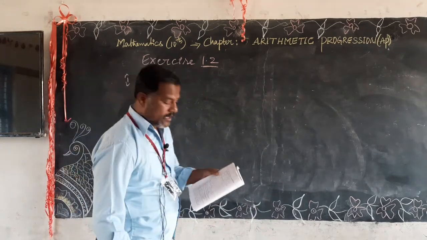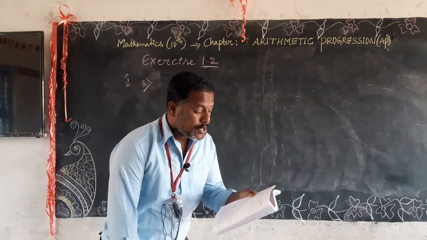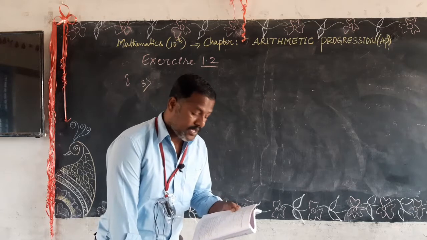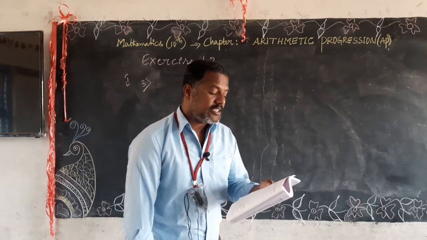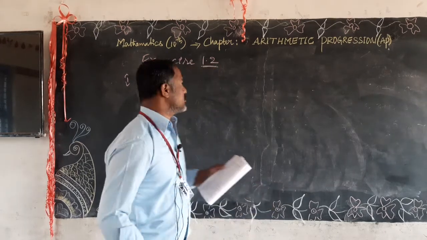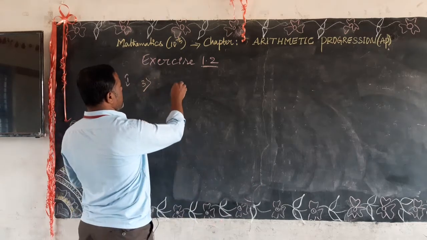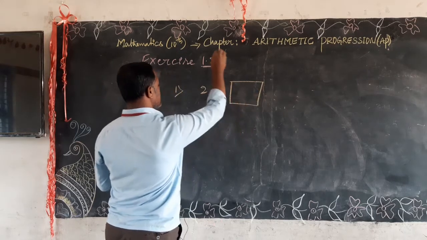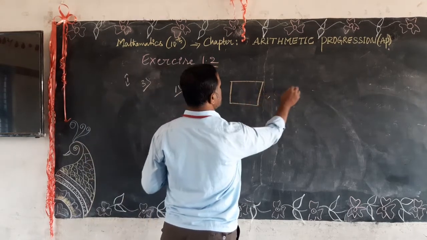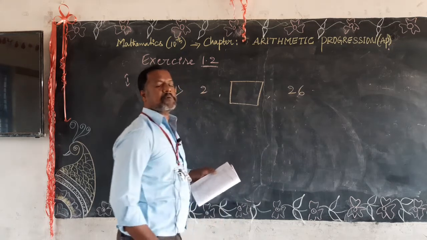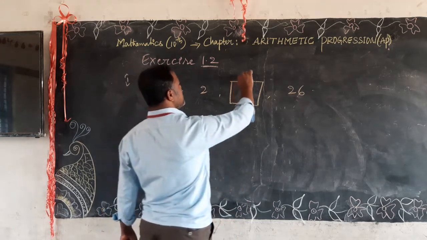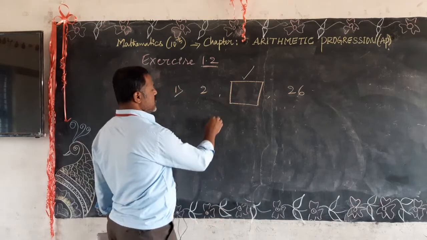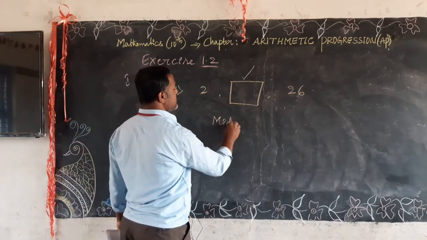In the following APs, find the missing terms in the boxes. It's very simple, children. So we have 2 and box, 26. What is this? The middle number. We have a formula for finding the middle number.